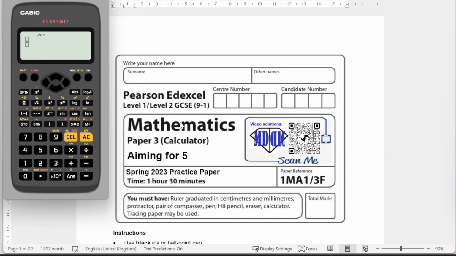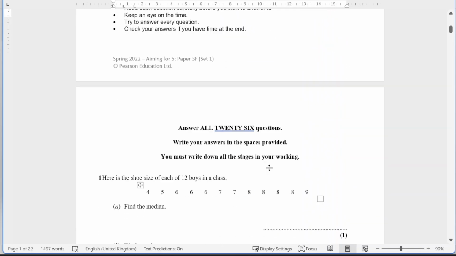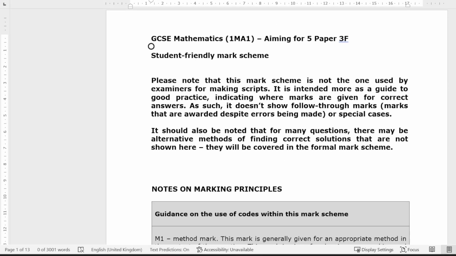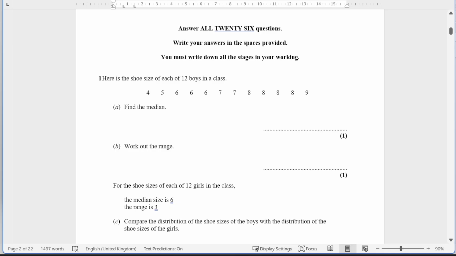Right, so question 1. Here's a list of shoe sizes of 12 boys in a class. Find the median. So they're already in size order, which is quite handy. Technically, if we've got 12 values, the median is going to fall in the position of 12 plus 1 divided by 2. We're looking for the 6.5, so we want the 6th value and the 7th value.